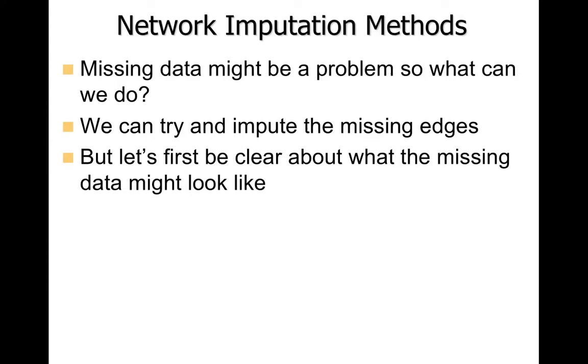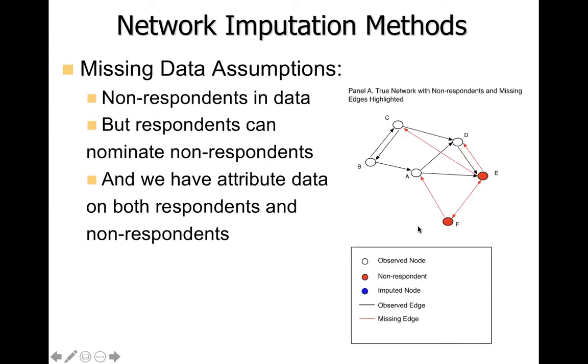Before we do that, I want to be explicit. I want to be clear about what I'm assuming the missing data might look like and what assumptions I'm making about what information the researcher is working with. So the basic assumptions are that you are working with missing data of the following form, where we're assuming that the missing data comes from non-respondents.